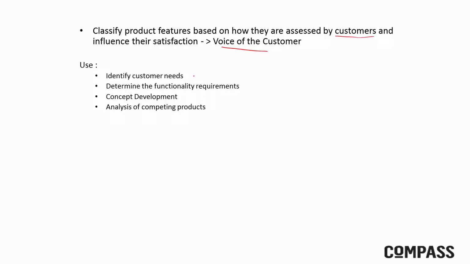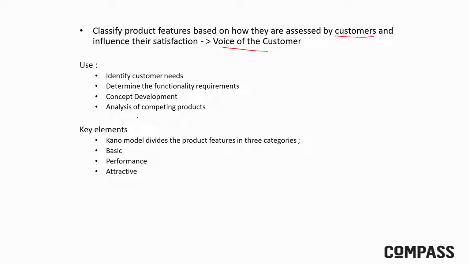So you identify customer needs. You determine the functionality requirements based on those needs. You can also use it for concept development, and you can analyze competing products and classify them. The key element in the model is that you divide product features into three categories: basic, performance, and attractive.